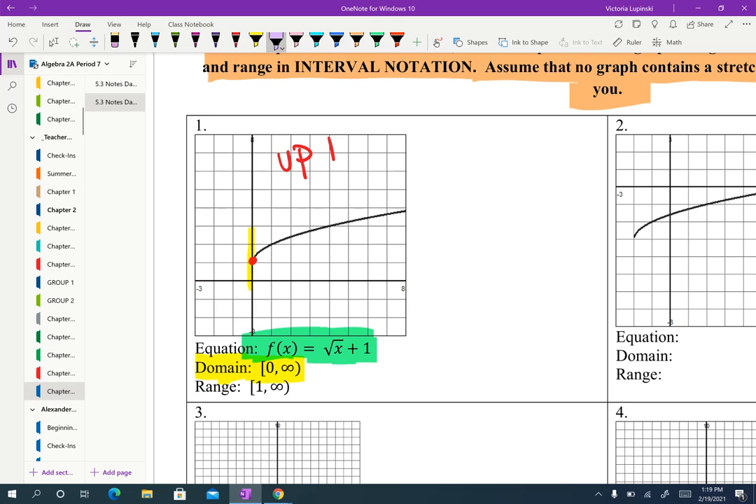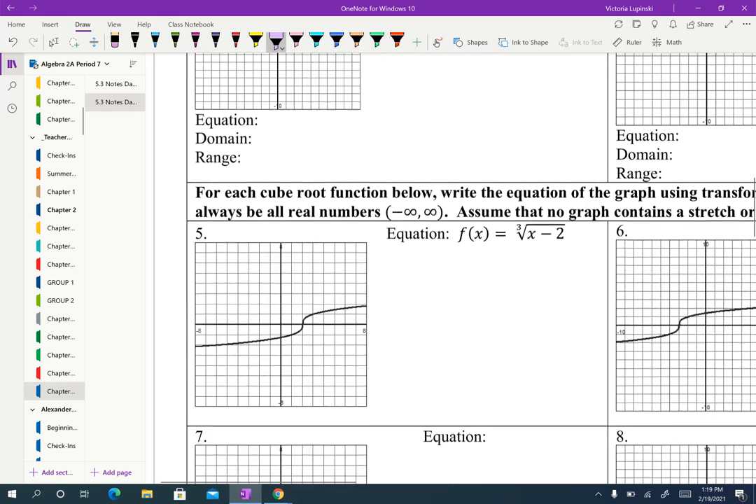Then the range is the smallest y value, which in this case looks like 1, and then it gets bigger, so 1 to infinity. So exactly as I've done number 1 there, you're going to try in a second to do 2, 3, and 4. Then take a look at the next set.